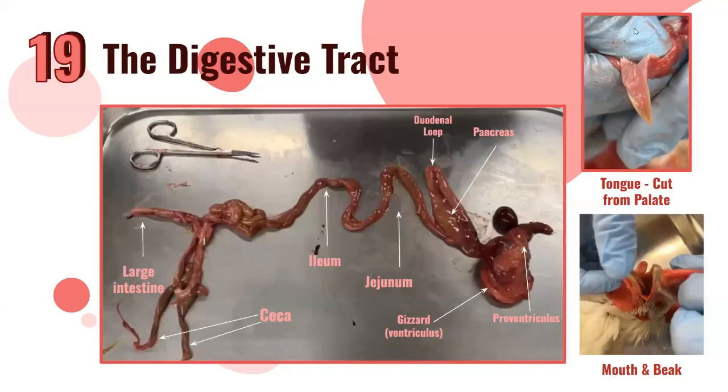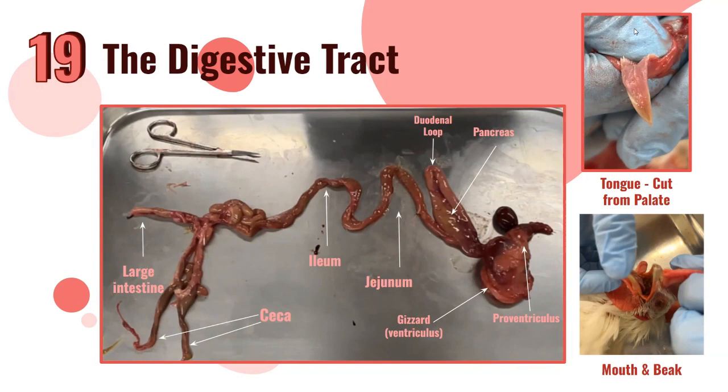Here we see the entirety of the digestive tract laid outside the body. In the previous slides, we were able to see where the esophagus connects to the proventriculus, not including the crop in the picture. We now see the gizzard, where most of the mechanical grinding of food happens, which is then followed by the duodenal loop.